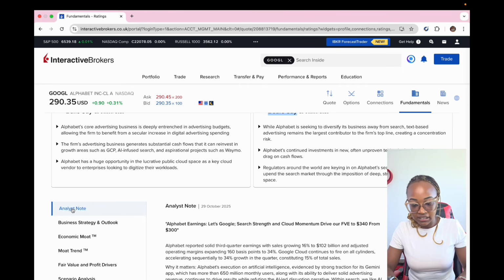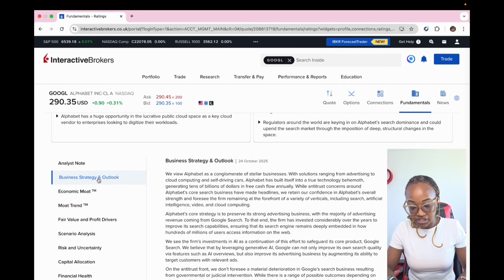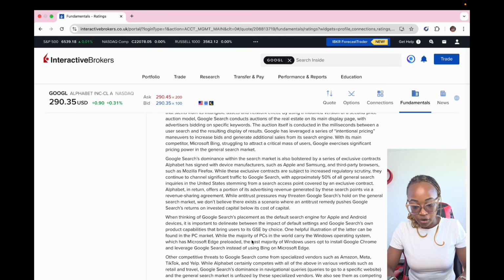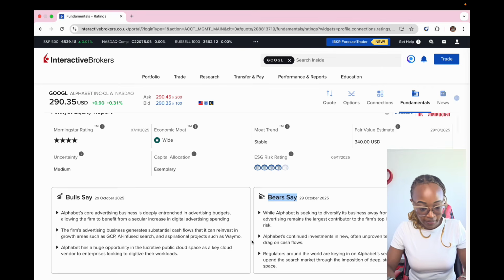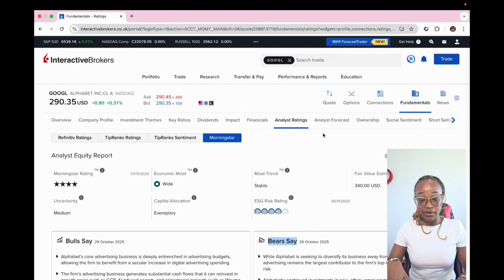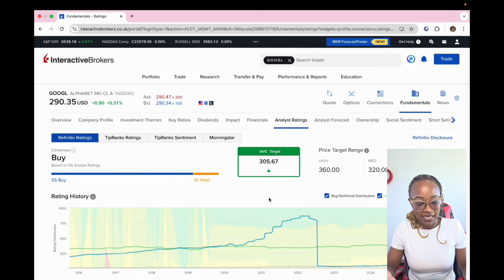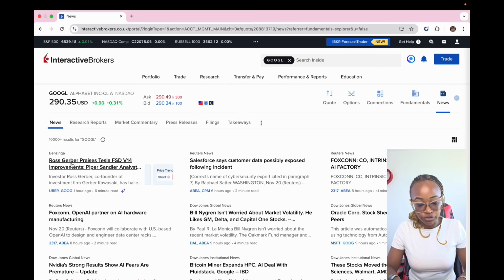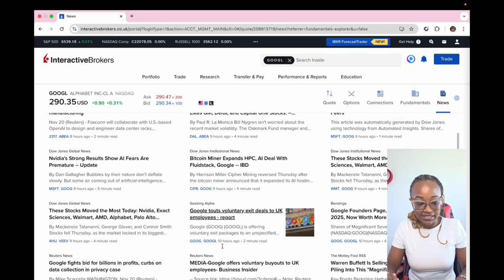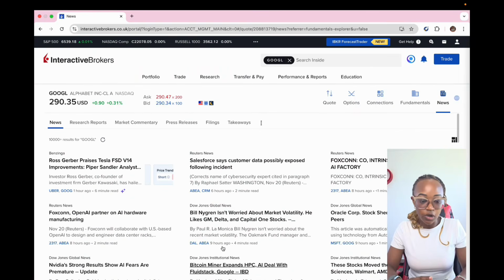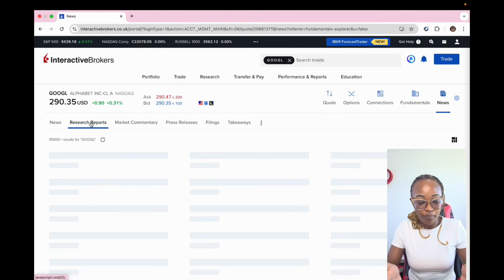You can also read the earnings analyst note, the business strategy and outlook, the moat. There's just so much information when it comes to all these analyst views on the stock. I never follow analysts blindly, but I use these as context just to try and understand how the professionals view the company. Then the other one is news. When you come to news, you can check the recent news, earnings releases, press statements, and if needed, the company's annual report. IBKR pulls this all in one place and makes research so much easier.